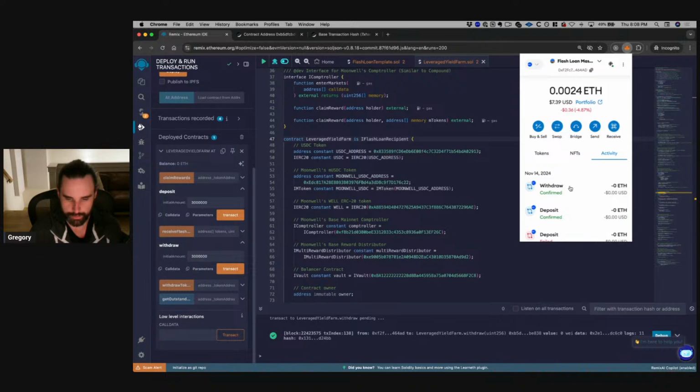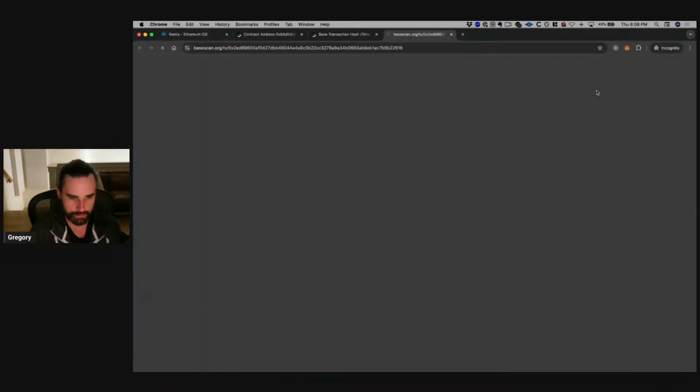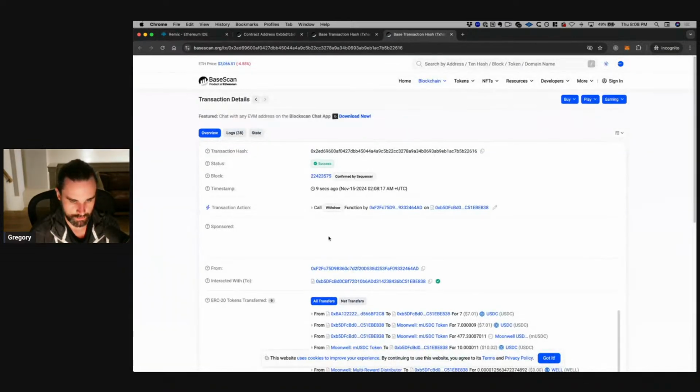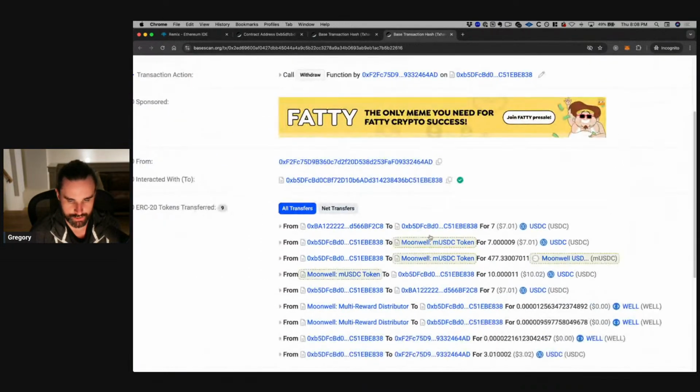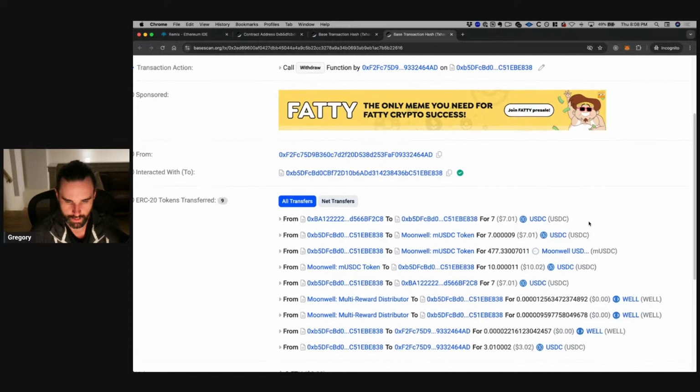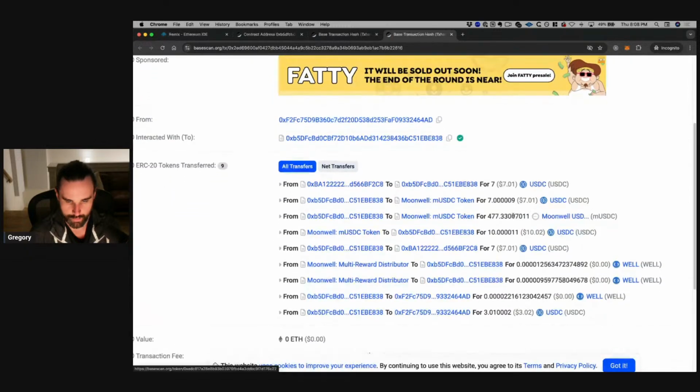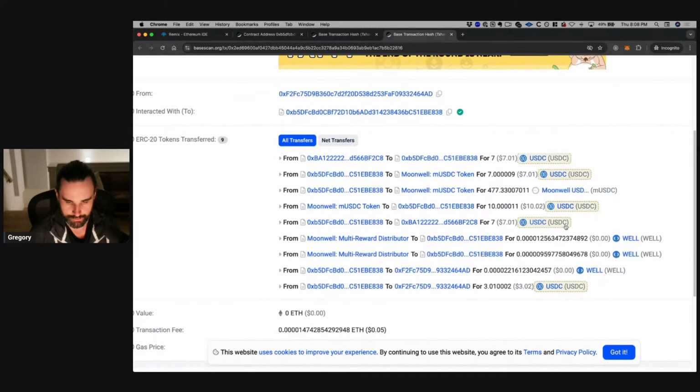If I go inspect the transaction on the Block Explorer, I can see that, yeah, there we go. It took out a flash loan for $7 here, and I got the Moonwell USDC, right? We pay back the flash loan. We get the well token sent to our wallet, and we send the USDC back to our wallet.